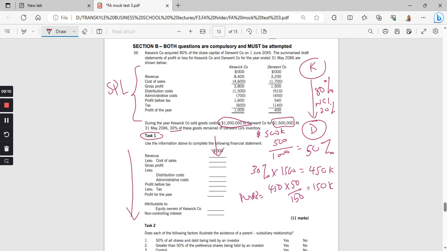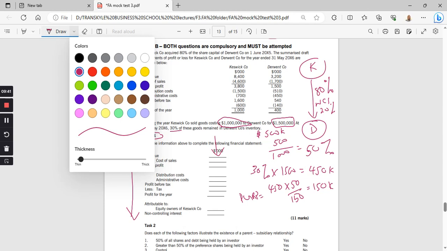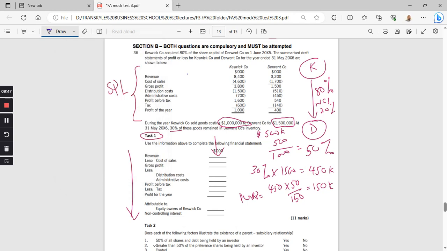Remember, the provision for unrealized profit is actually going to affect our cost of sales. The cost of sales is going to be increased by that provision for unrealized profit. So we then have to start answering the question. Now, let me first wrap this off.